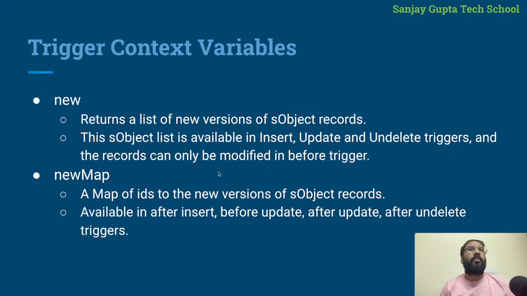Then we have few more context variables which are new map. So basically whenever you create any record, so that newly created record information will be available into this new list. This new is a list of S object type. So whenever you will be inserting, updating, and undeleting a particular record, those will go to new. And new map is basically map of this list. So this new is list and new map is map. Both will be having same data, but new is list and new map is map.